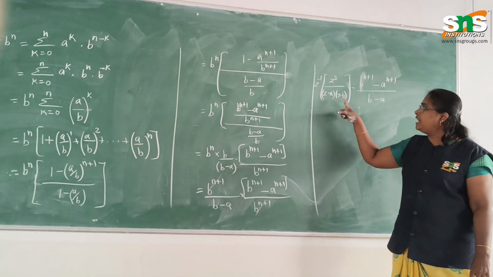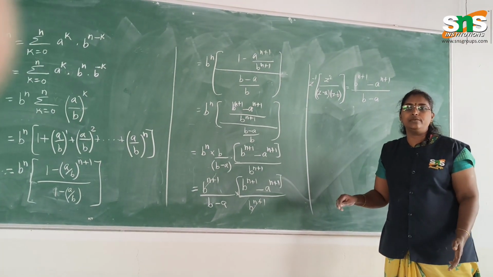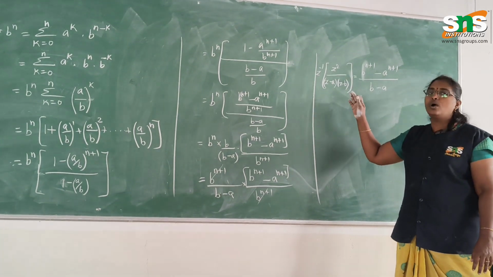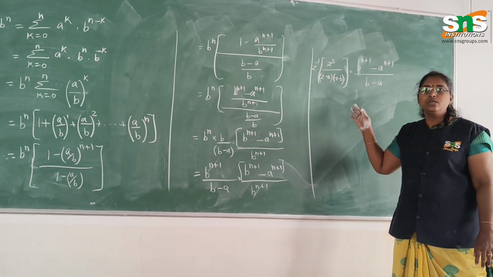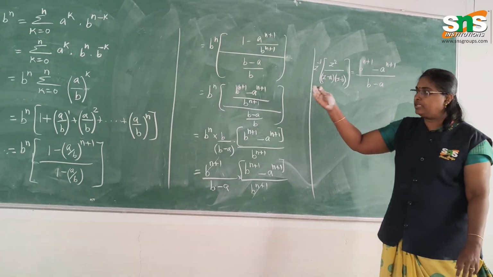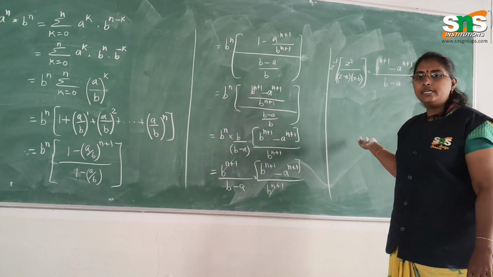Here a and b are given as general terms only. Instead of a and b, you can replace them by any values, like 1, 2 or 3, 4, whatever it is, and you will get the answer. So here I did the general terms only.